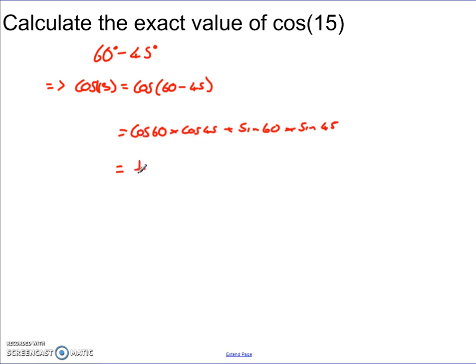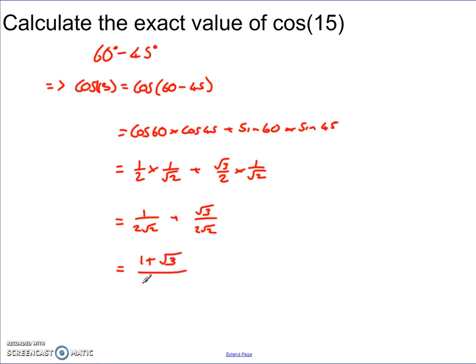So cos 60 gives me a half, cos 45 is 1 over root 2, so that's a half times 1 over root 2, plus sin of 60 is root 3 over 2, times sin 45, 1 over root 2. So that gives me 1 over 2 root 2, plus root 3 over 2 root 2, combine the whole thing into one fraction, and I get 1 plus root 3, all divided by 2 root 2. That's me got the exact value of cos of 15 degrees. Think of these sort of questions in terms of the angles we know and we're able to use. Can I write it in that format?